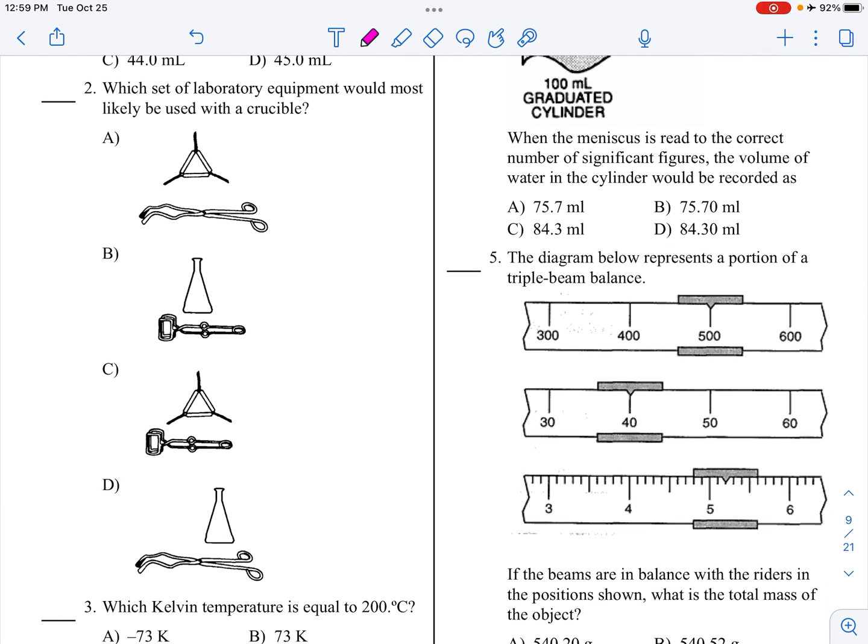Which set of laboratory equipment would most likely be used for the crucible? So a crucible is really small. I'm going to go with A, which is crucible tongs and a clay triangle. These are test tube tongs. These are crucible tongs in D, but this is an Erlenmeyer flask.